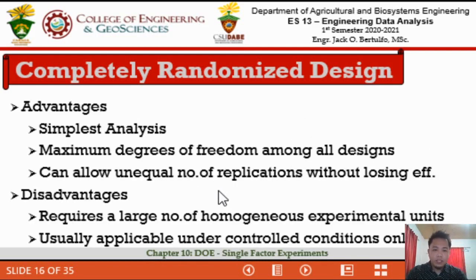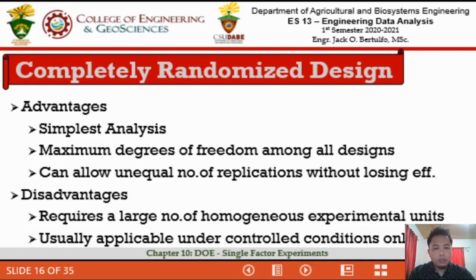Okay, so what is the advantage of this completely randomized design? First is the simplest analysis, then maximum degrees of freedom among all designs, then it can allow an equal number of replication without losing efficiency. I think this is the most important advantage of the completely randomized design, or the CRD. But for this discussion, I will only focus on analysis of variance for equal number of replication.